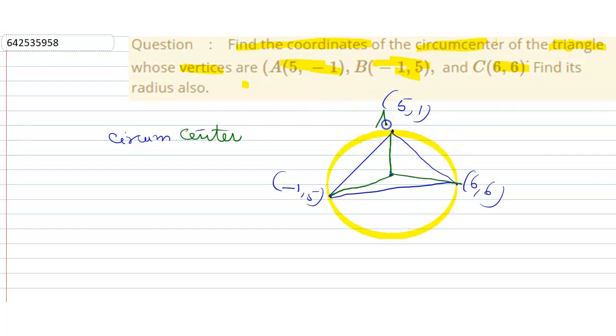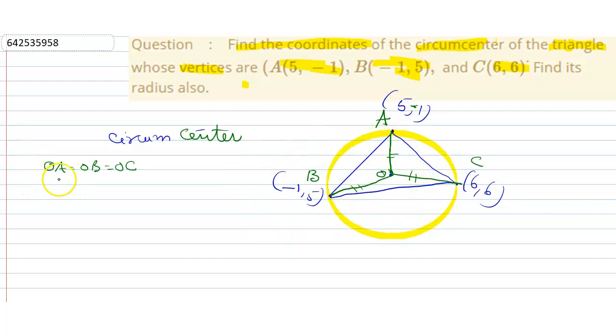So A is (5, -1). B is (-1, 5). Call this as B, and call this as C, which is (6, 6). Now we have to find the coordinates of the circumcenter. Let us call it O. So OA is equal to OB is equal to OC because all three are radii. Radius distance is the same for any circle.